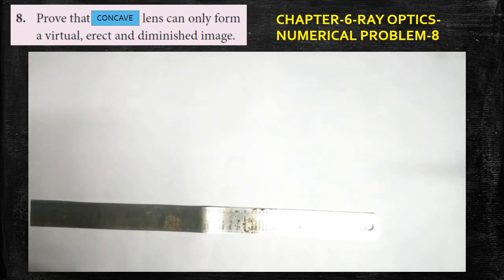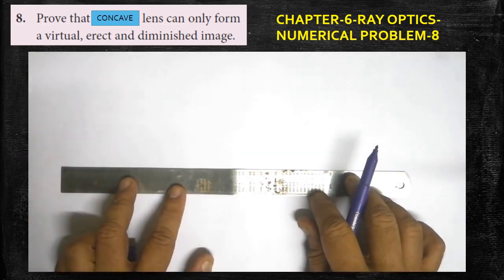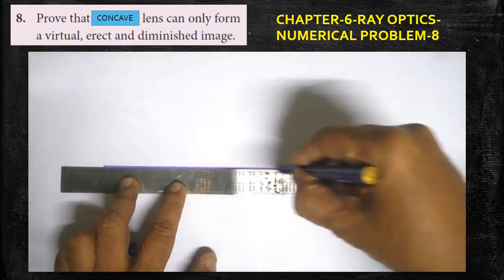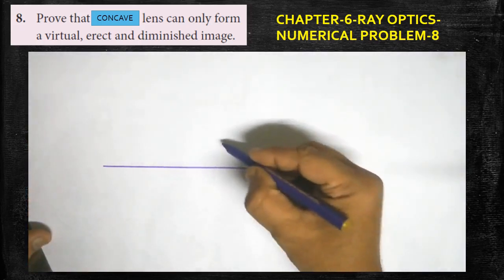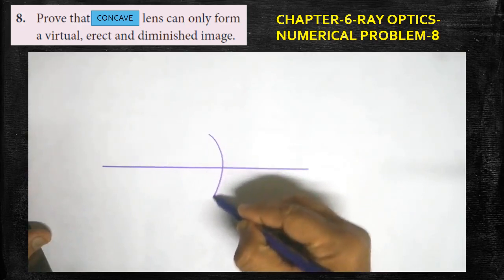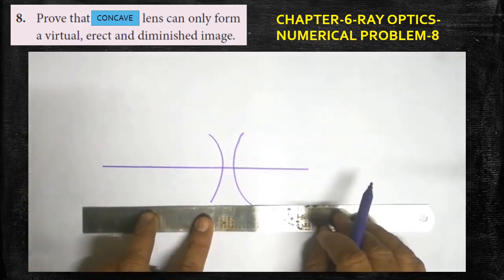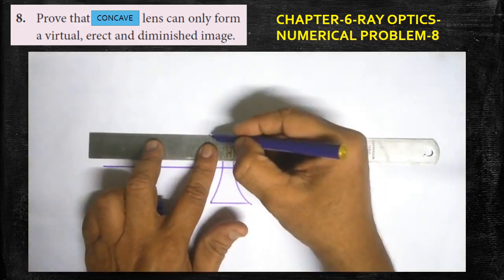I will teach you how to draw the ray diagram. You follow me. If such a question is asked in 2 marks or in 3 marks, draw the ray diagram. First you have to draw the principal axis. After that you draw the concave lens. You know how to draw the concave lens. So this is the structure of the concave lens.